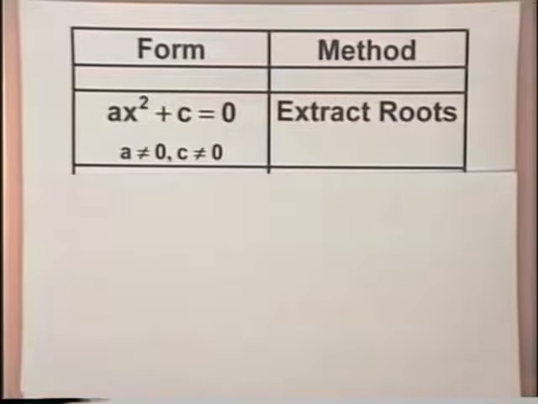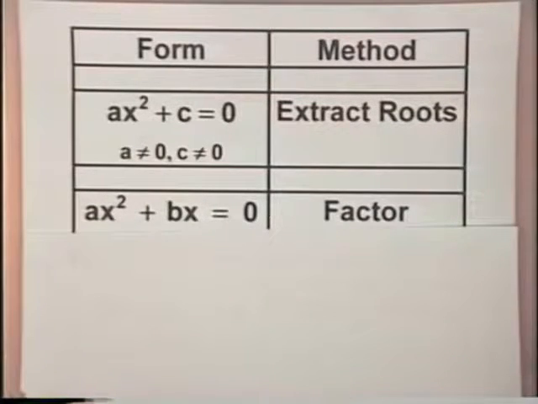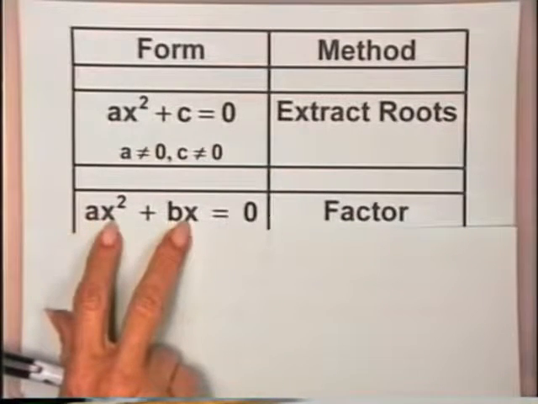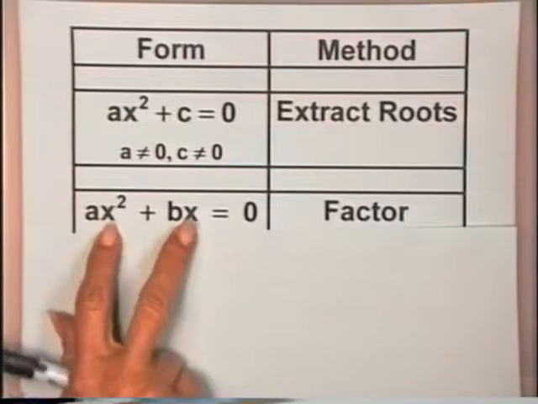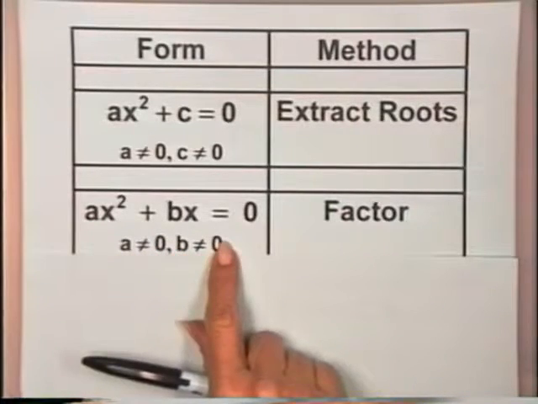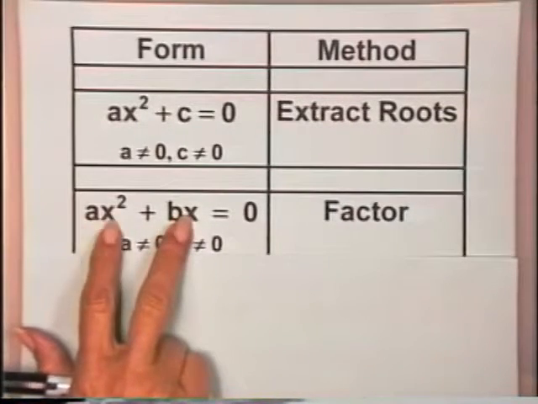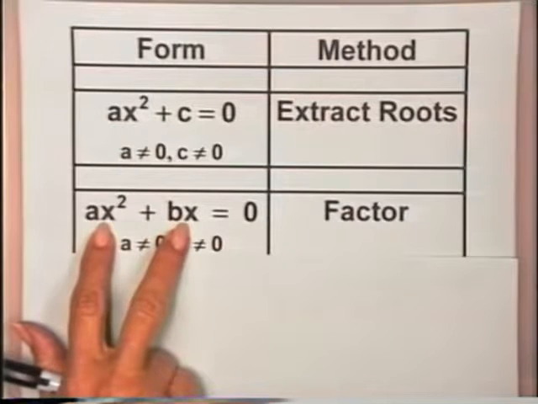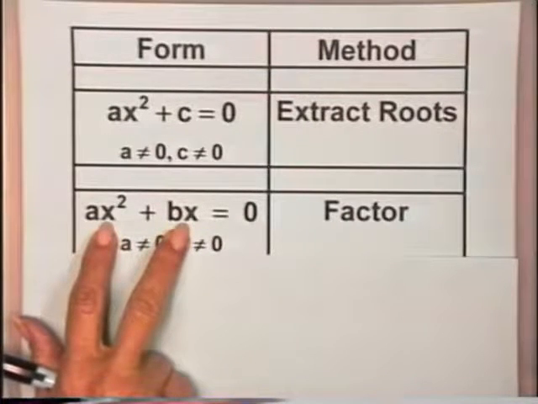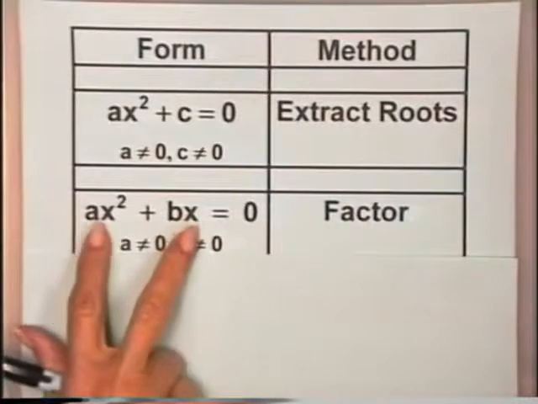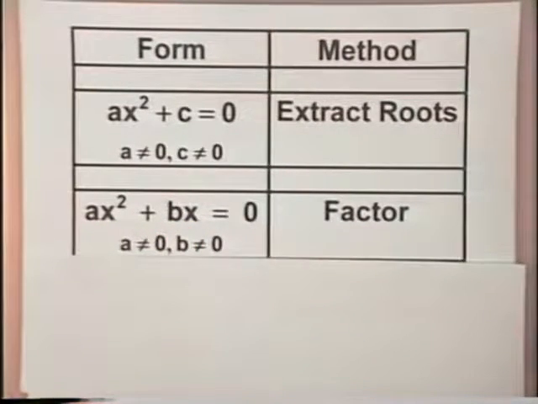For this second form, ax squared plus bx equals 0, notice that I have my quadratic term and my linear term. Which term am I missing? I'm missing my constant. Of course, a does not equal 0 and b does not equal 0 just means that I need to have the quadratic term and the linear term. When I am missing the constant, look at these first two terms. They have a common factor, don't they? They have a common factor of x. So I may solve an equation in this form by factoring. I factor out the common factor x.